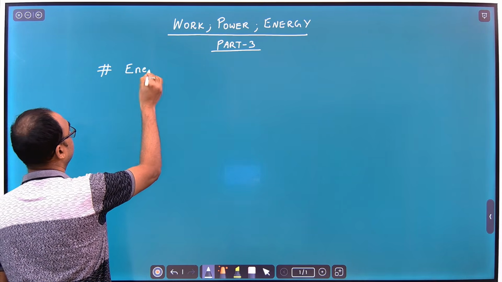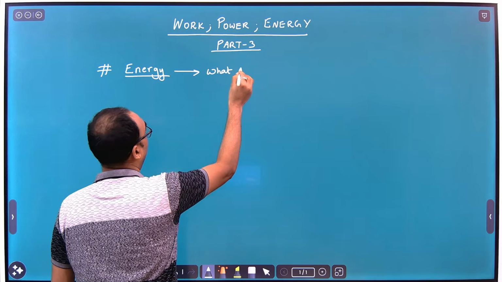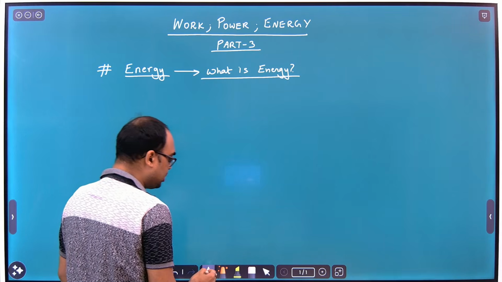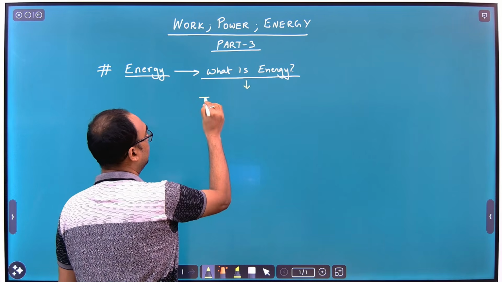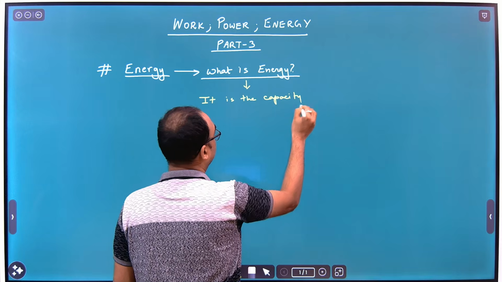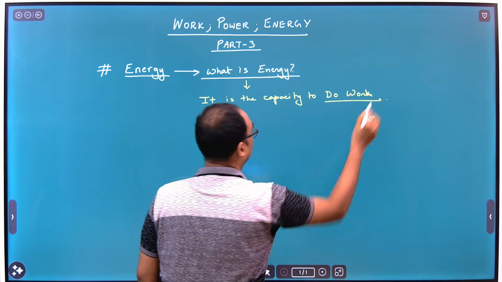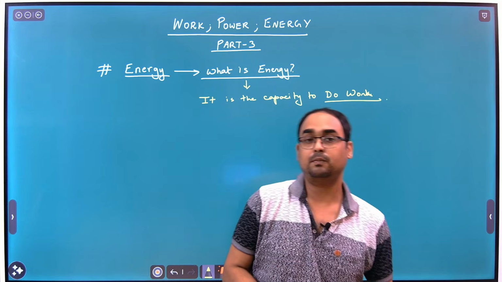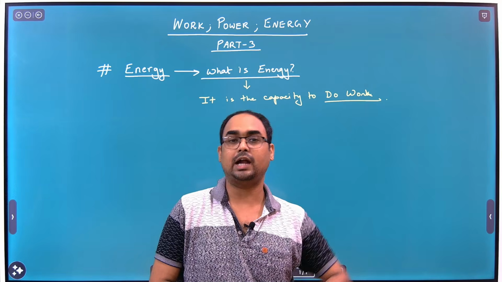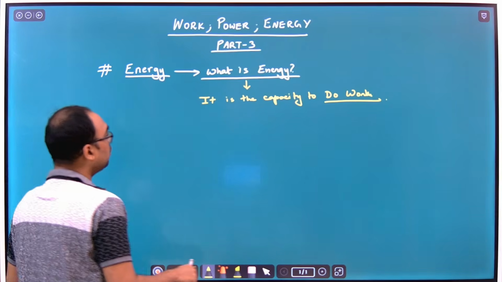Energy. What is energy? The simplest definition is: it is the capacity to do work. The more energy you have, the more work you can do. So energy and work are equivalent to each other. Since they're equivalent, there are a lot of characteristics that are the same.